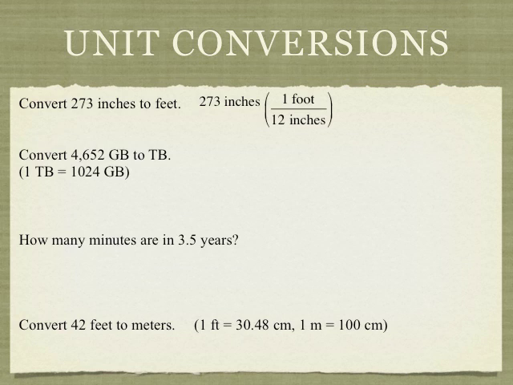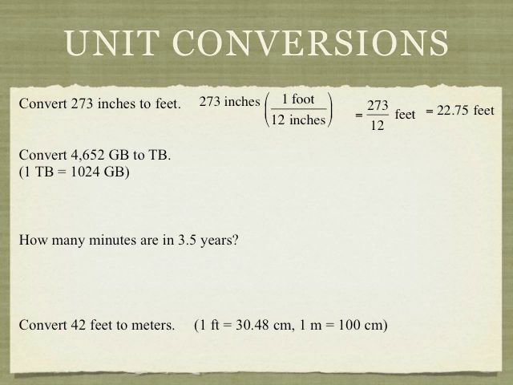Now, I need to pay close attention to what's on the top and what's on the bottom. I could have just as easily multiplied by 12 inches over 1 foot, but I want inches on the bottom so that they'll cancel with inches on the top. I'm always trying to cancel my units and end up with the units I want. So I'd get 273 over 12 feet, because my inches cancel, which would be 22.75 feet.